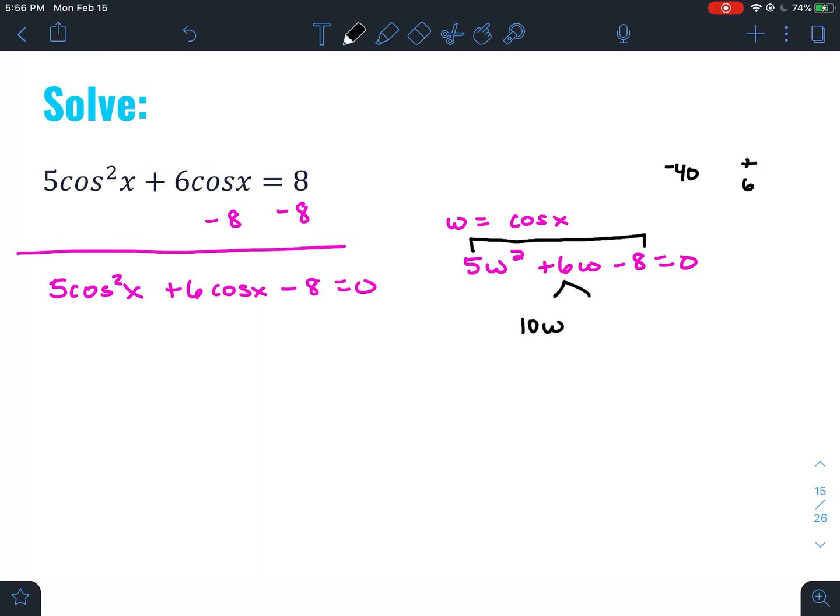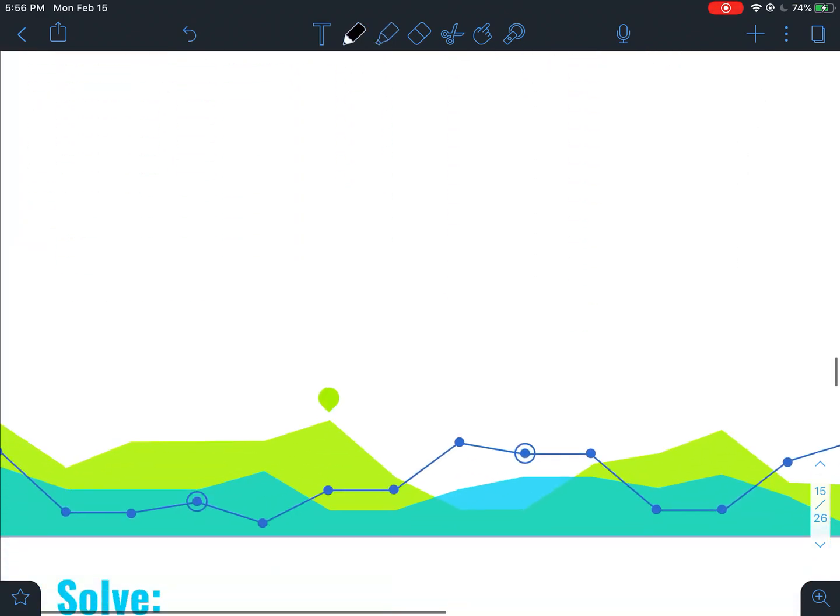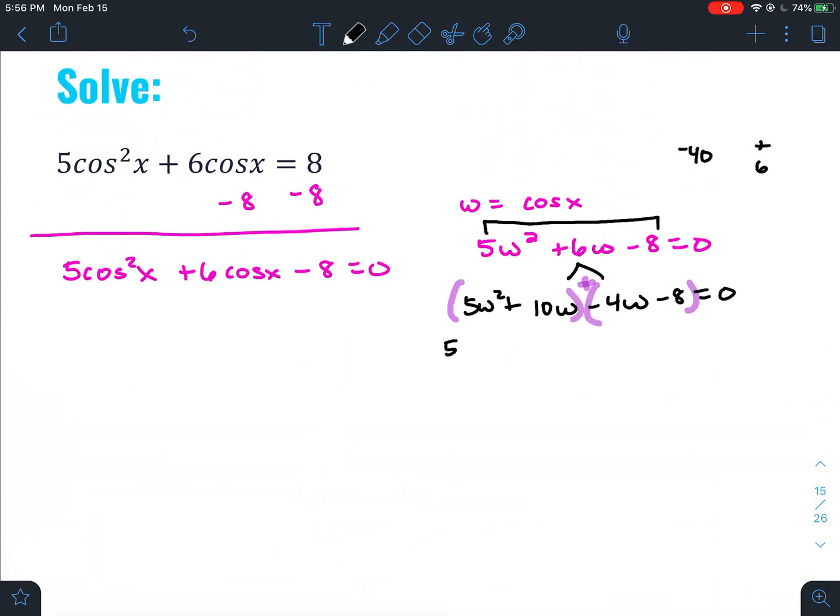So I can break up 6w into 10w minus 4w, because 10 times negative 4 is negative 40, and 10 plus negative 4 is 6. And then we have the 5w squared, and then the minus 8. And then to factor by grouping, group the first two, group the second two, plus sign in the middle. And we can factor out a 5w, and we get w plus 2. And then I can factor out a negative 4, and I get a w plus 2. So I have 5w minus 4, and w plus 2 equals 0.